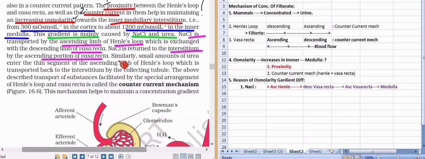Next, another role. That is the vasa recta, which is completed. Next is urea. Second is urea.